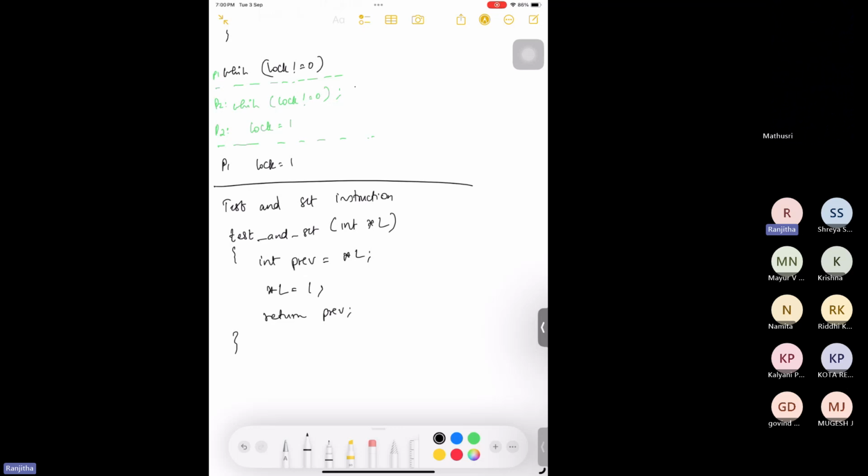Now if you see, there are 3 C statements. How can it be done as atomic? That is taken care of by the hardware: the processor ensures that this happens in an atomic manner. What this test and set instruction does is it will read from a memory location and return the previous value, and then set 1 to that particular location.